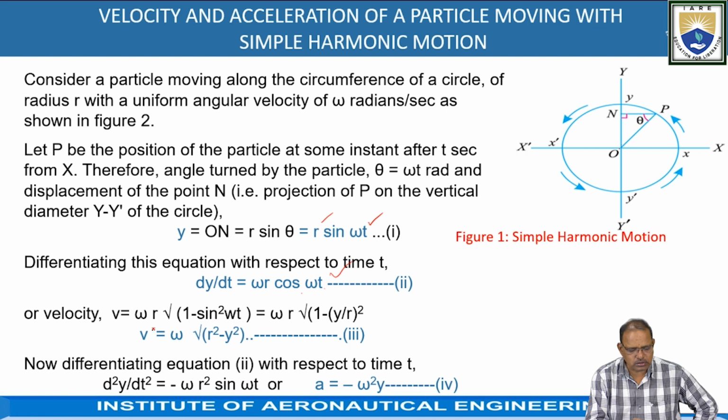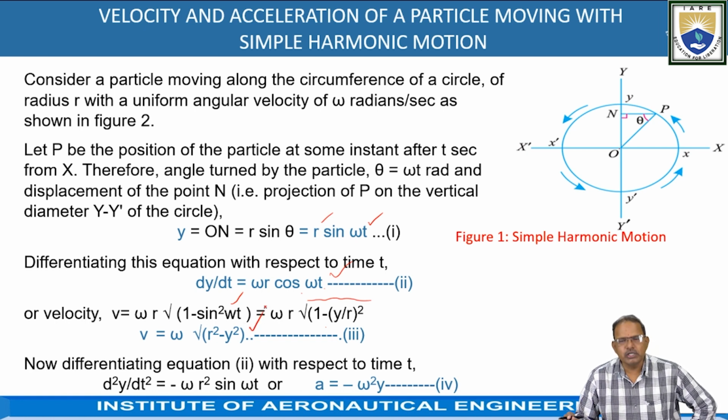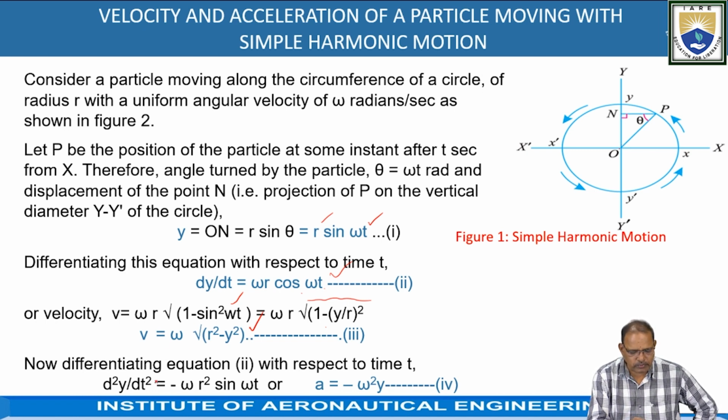So velocity is equal to omega into cos omega t, which is equal to omega r into cos omega t, which is equal to omega r into under root of 1 minus sin square omega t, which is equal to omega r into under root of 1 minus (y by r) whole square. Simply it can be written as v is equal to omega into under root of r square minus y square.